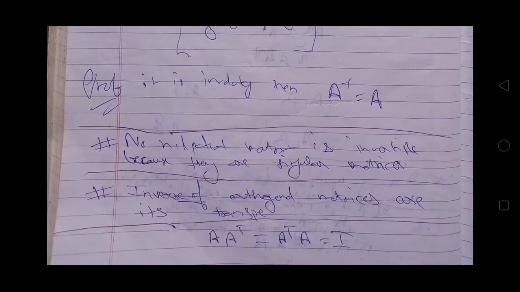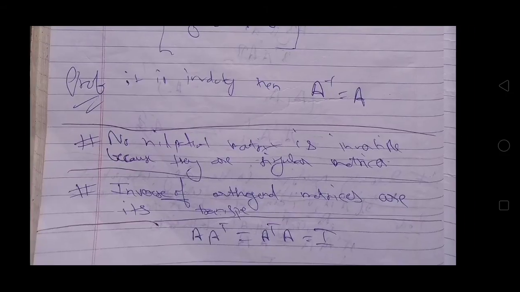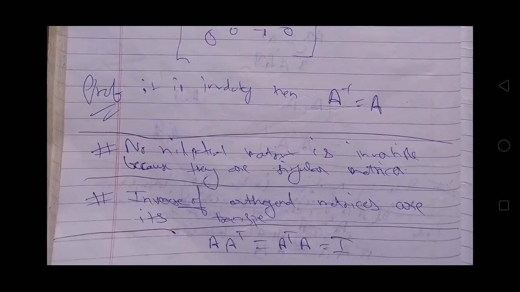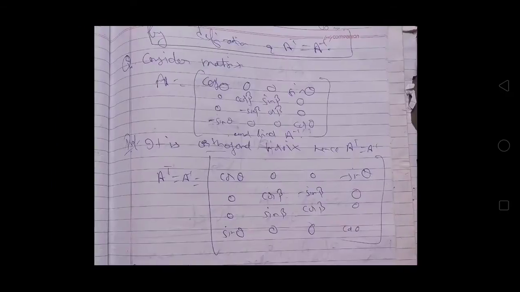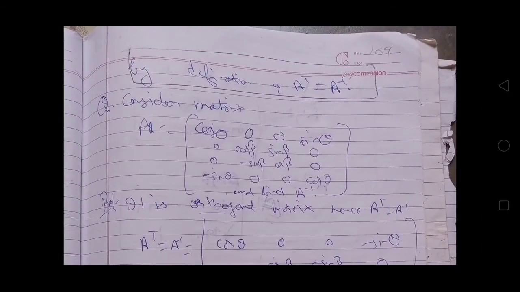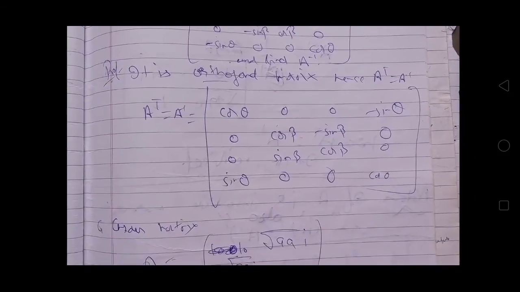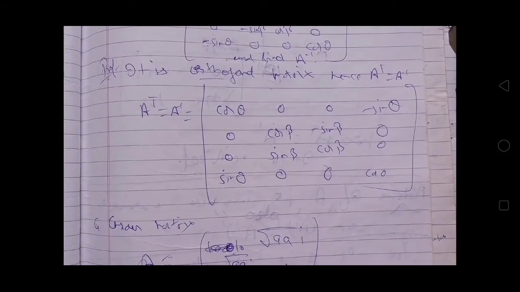Now no nilpotent matrix is invertible because they are singular matrices, and for being an invertible matrix the matrix should be non-singular. Now inverse of an orthogonal matrix is its transpose because A dash A is equal to identity matrix for an orthogonal matrix. Now by definition A dash will be equal to A inverse. Consider this matrix A. You can clearly see this is an orthogonal matrix, hence A dash is equal to A inverse. So just take the transpose of this matrix and you will get the inverse of the matrix.